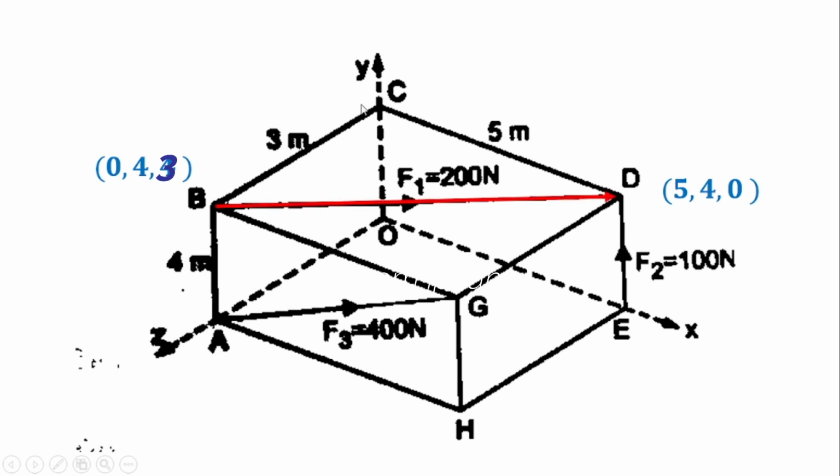Now see this point D, it is located on the XY plane. So its Z value will be 0, and the X component is 5 and the Y value is 4 meter. So the height is 4 meter everywhere. So the components of D are 5, 4, 0. You can note down these values because they are used in the next table.